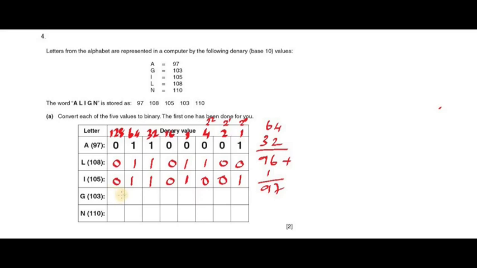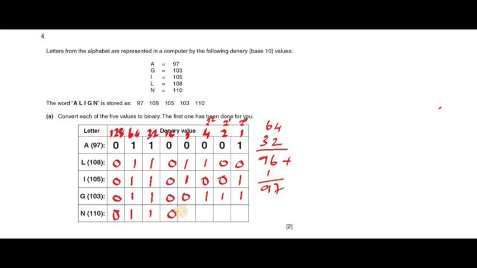Then for 103, keep 0 for this one, then this one and this one, so you will get 96. Then 4, that is 100, then 102, then this one, 103. So you will get 103. The next one is 110. For 110, the first one obviously will be 0, then 1 1, so this will be 96.